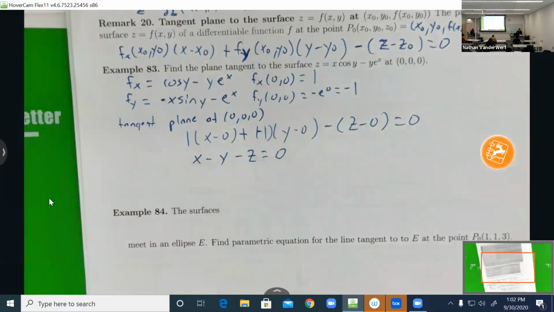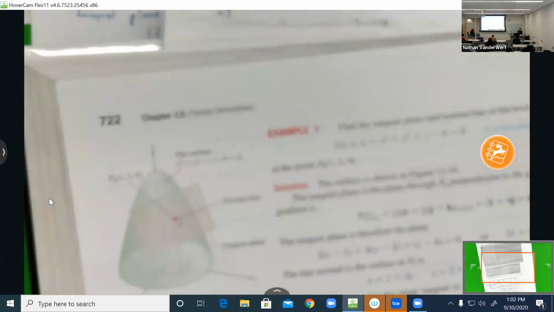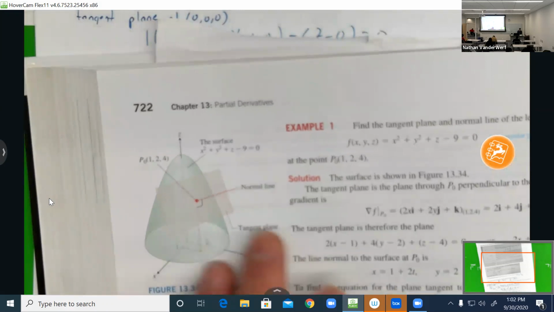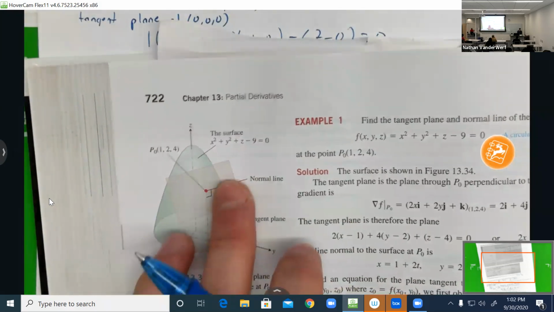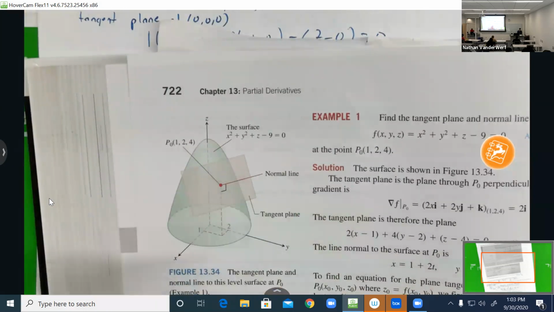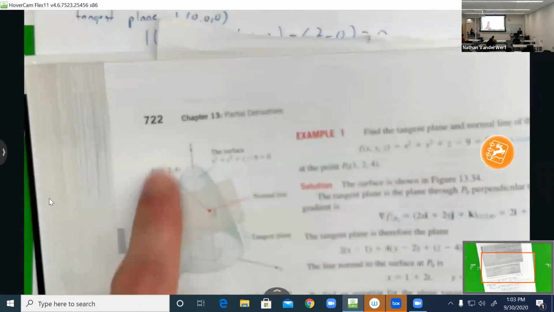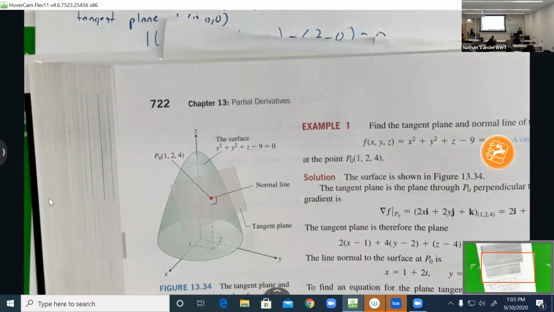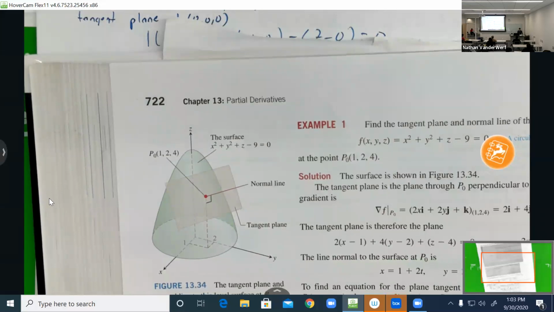And so just to make sure that the visualization is there, right? We're having the surface, like in that previous example, x squared plus y squared plus z minus 9 equals 0, and we are finding the equation for this. And the normal line is sticking straight out, right? And the tangent plane is this red tangent plane right there.